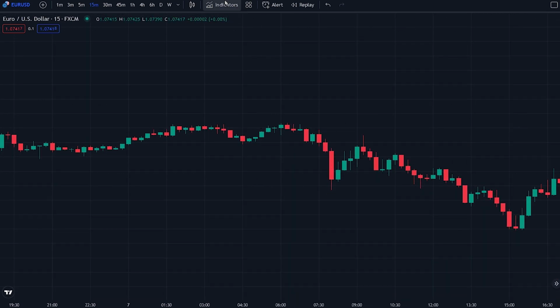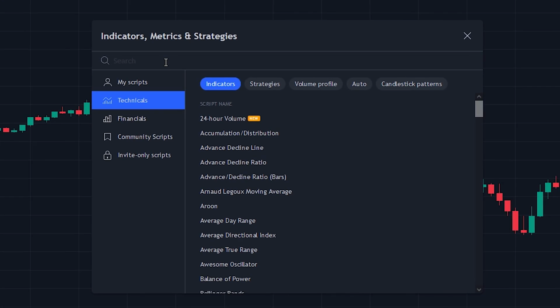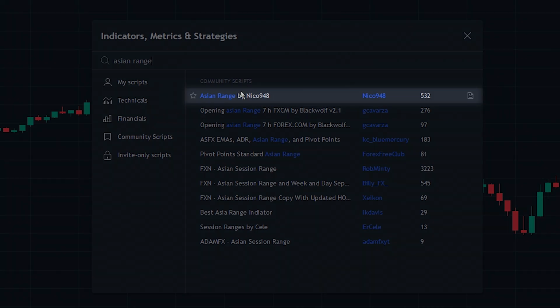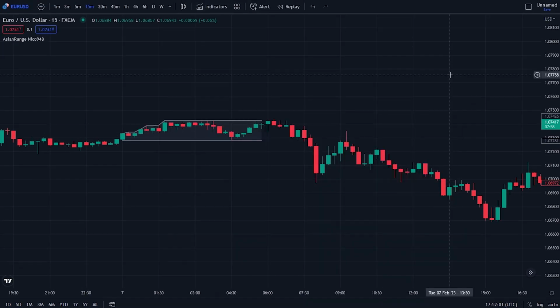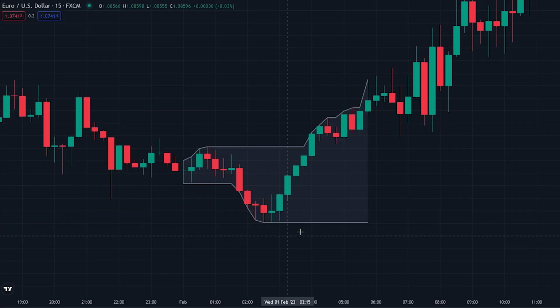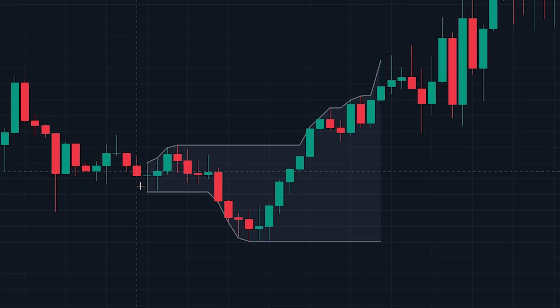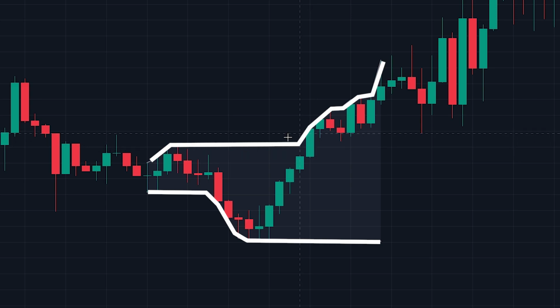Navigate to the Indicator Search tab and search for the Asian Range indicator. Select the indicator made by Nico and add it to the chart. We will be keeping the indicator settings the same. The indicator plots the highs and lows from the Asian session, the lower line on the indicator showing us the Asian lows, and the upper line showing us the Asian highs.